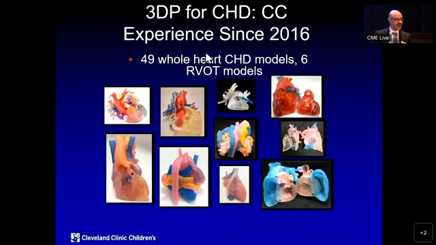All right, and we've had quite a bit of experience. We have printed almost 50 hearts now since 2016. They're all lined up in Dr. Najm's office, and we have found them quite useful for our surgical planning.